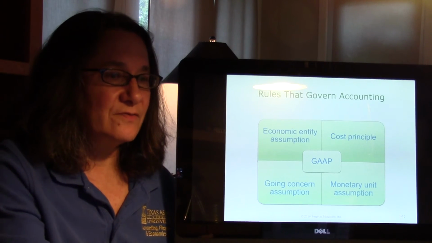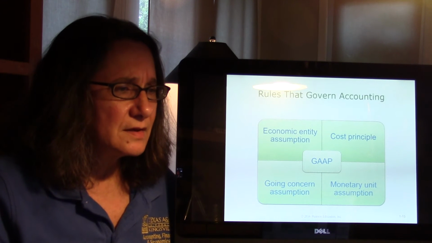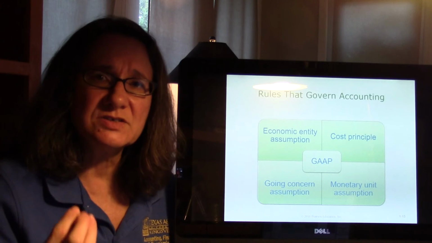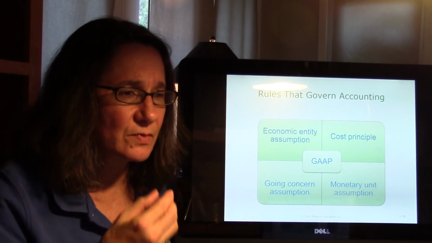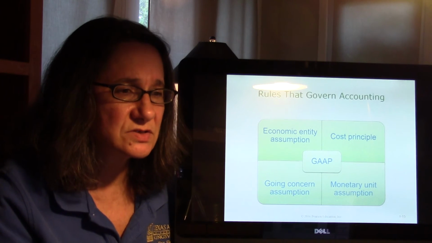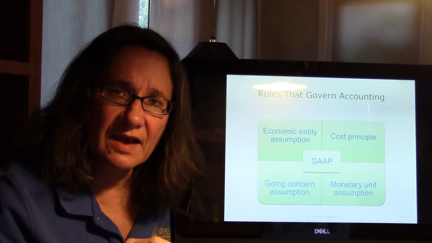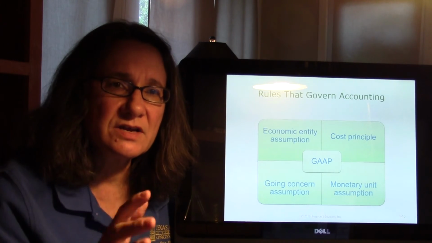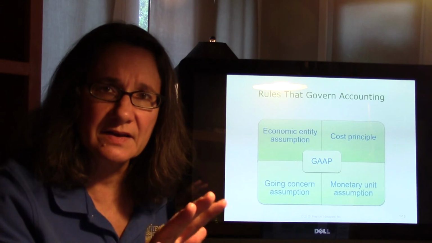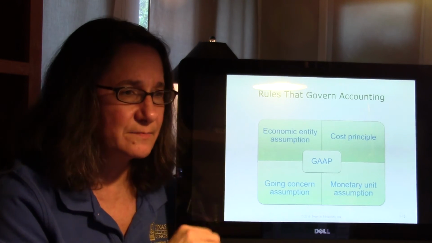So let's talk about a few more rules that govern accounting. GAAP provides the rules. We've talked about generally accepted accounting principles. They include the cost principle, the going concern assumption, and the monetary unit assumption. There are a lot of GAAP rules, but these underlying assumptions are something we want to understand up front. First, separate economic entity. When we do our accounting, we do it just for that entity.